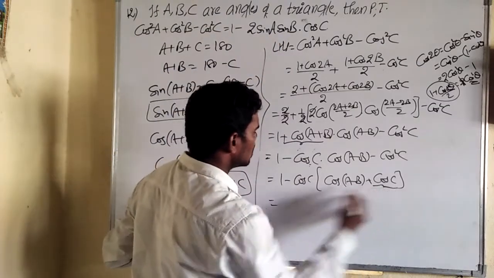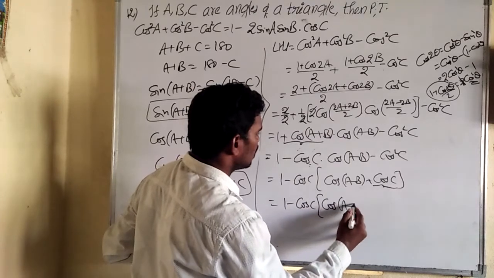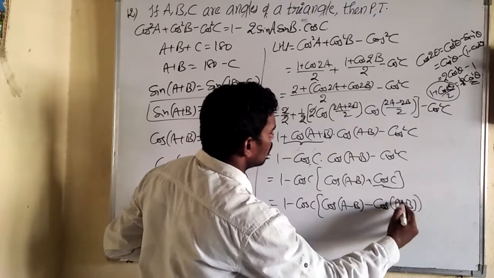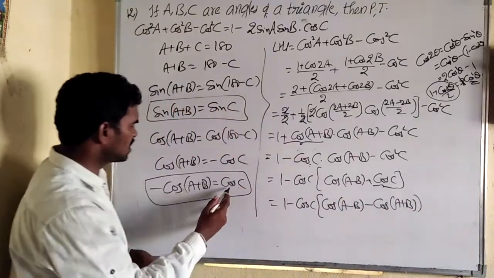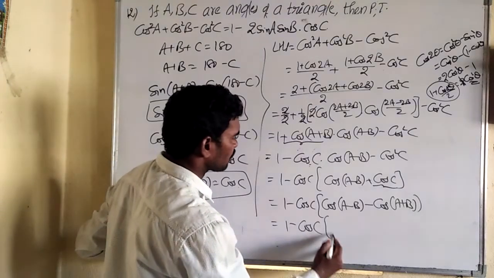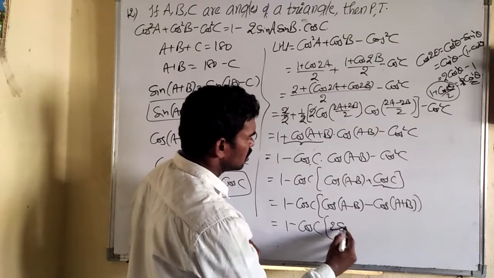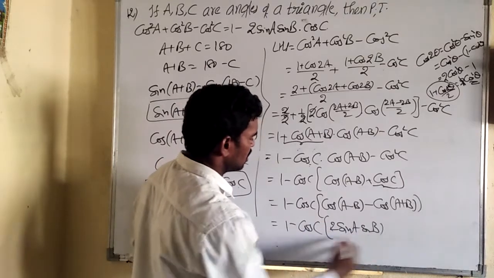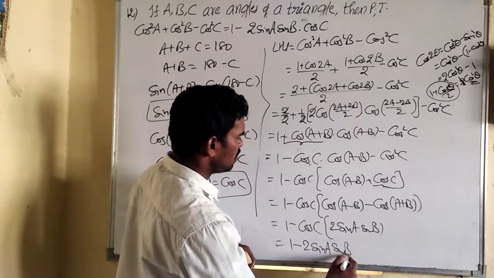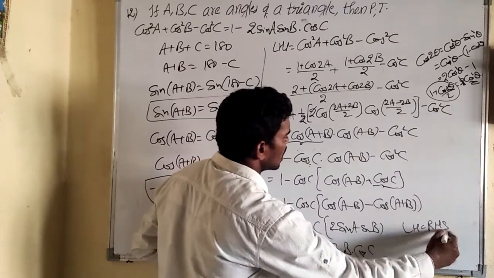Okay, here instead of cos c, we can write one more step. Cos of (a minus b) minus cos of (a plus b). Okay, why? Plus cos c means minus cos of (a plus b). Now apply the RHS term. It means 2 sin a sin b. So which is called 1 minus 2 sin a sin b into cos c. Okay, LHS is equal to RHS, hence proved.